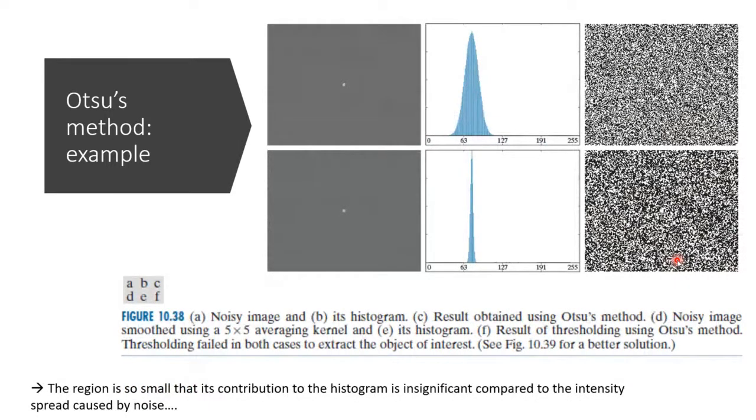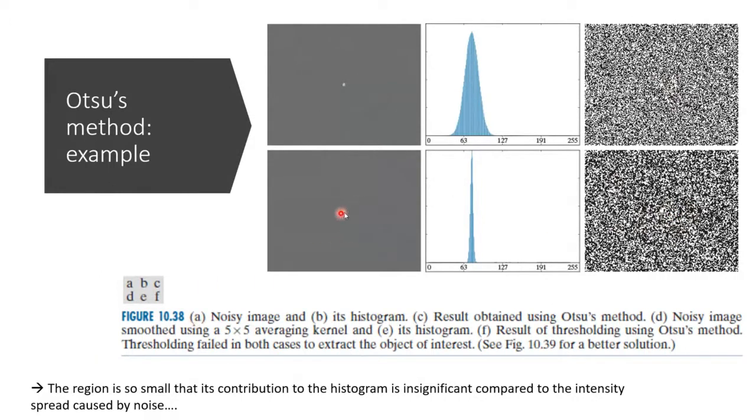But it's not perfect. Otsu is not perfect. If I want to segment this little point here on a noisy image, no matter how much I smooth it, I still get a noisy segmentation. This is the result of Otsu segmentation without smoothing. This is the result of Otsu segmentation after smoothing this image.